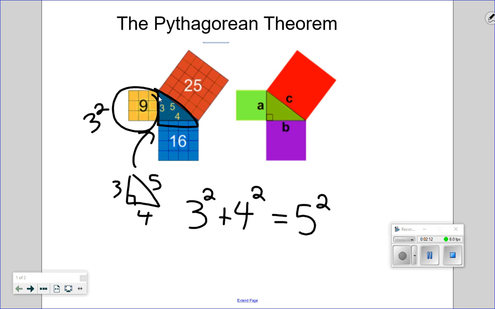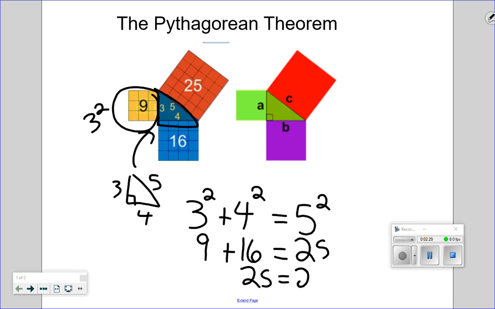So if I square the two legs, the 3 squared and the 4 squared, that will always add up to the same thing as the hypotenuse squared. So we'll test that out. 3 squared is 9, 4 squared is 16, 5 squared is 25. So 9 plus 16 is 25, so they equal each other. It works. That's another way to prove that a triangle is right. If the two legs squared equals the third side squared, then you know you have a right triangle. So this theorem applies only to right triangles, and anytime you see this relationship, you know we're talking about a right triangle.